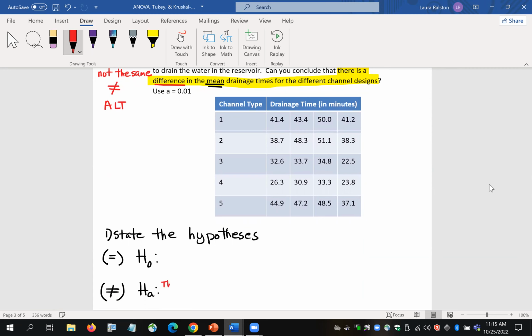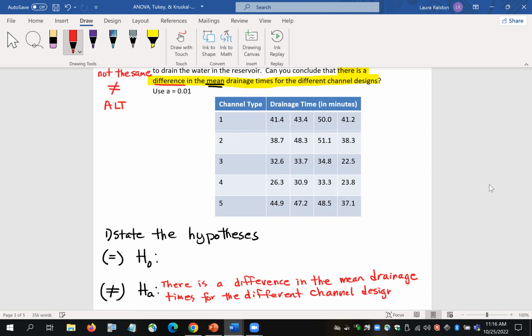We could literally say there is a difference in the mean drainage times for the different channel designs. And that's perfectly acceptable.